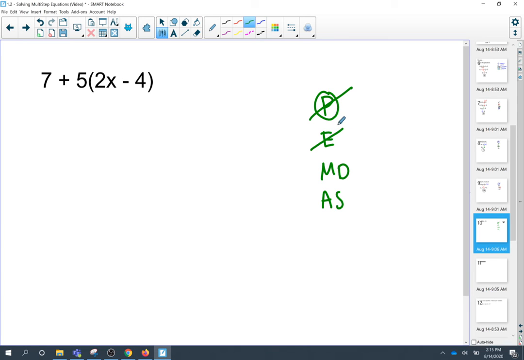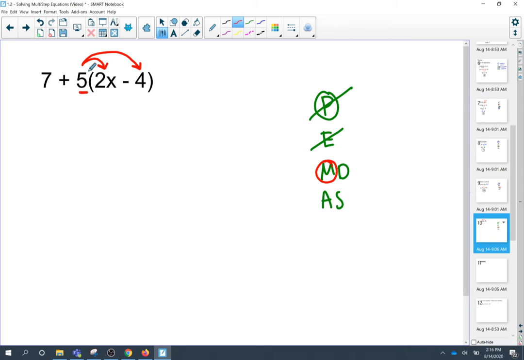Exponents. They don't exist. Multiplication or division. There's multiplication. You can't see it, but it's there. So multiplication is sitting right here with this 5 times my parentheses, which actually gets us into a little bit more of a view, which is called our distributive property. So you have to multiply this 5 by not only that 2x, but by also the negative 4. And whatever you do, do not do 7 plus 5.